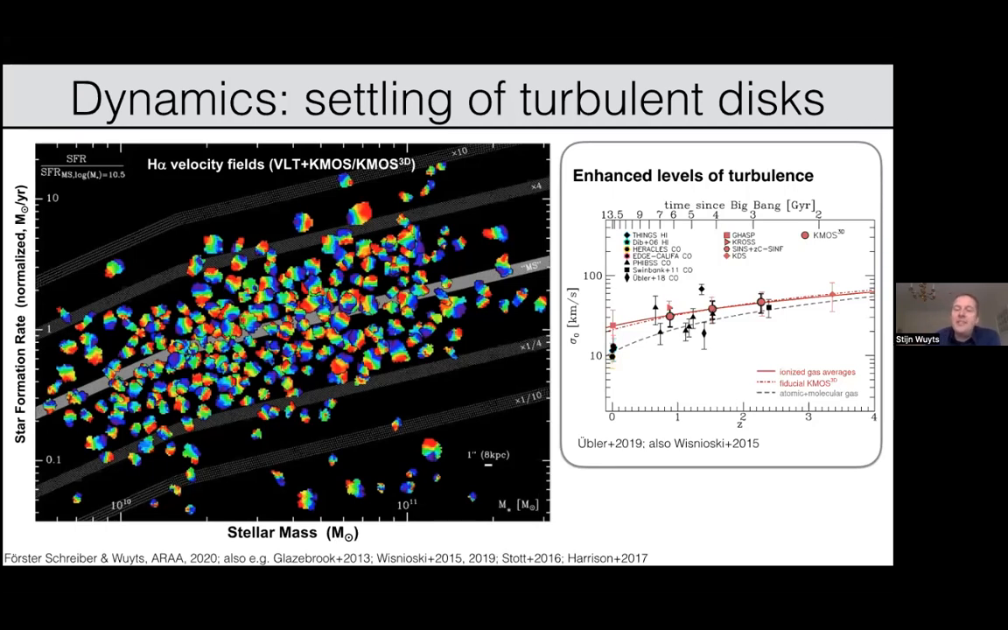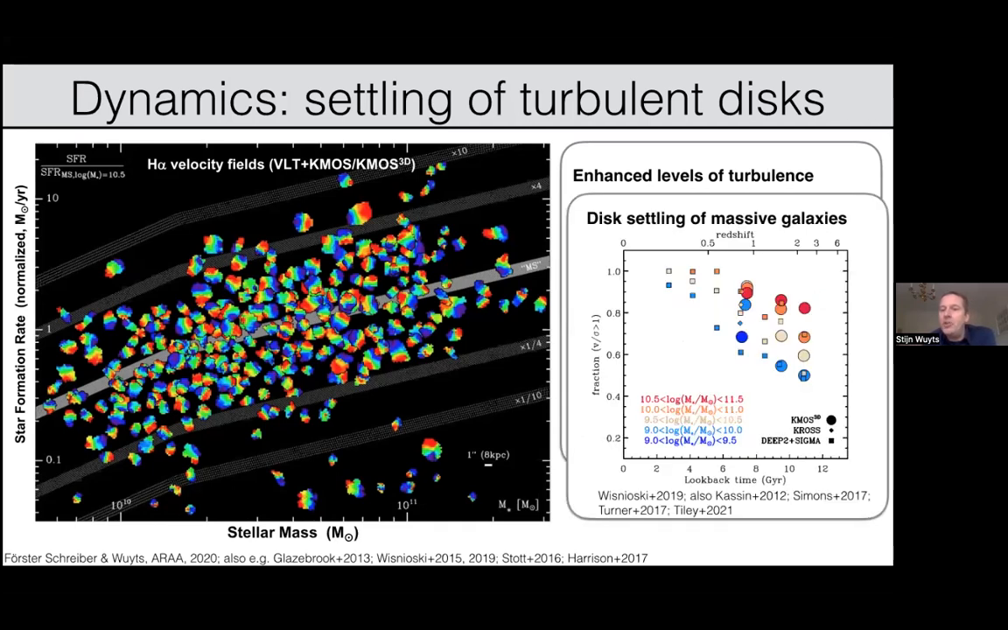And if you contrast that to the degree of rotational motion, you find that the fraction of galaxies with a V over sigma exceeding unity is a function of both mass and redshift. It's such that at any epoch, the most massive galaxies tend to be the most settled in their disk configuration. And as time progresses, you also find this V over sigma diagnostic to go up. So that has been referred to as disk settling.